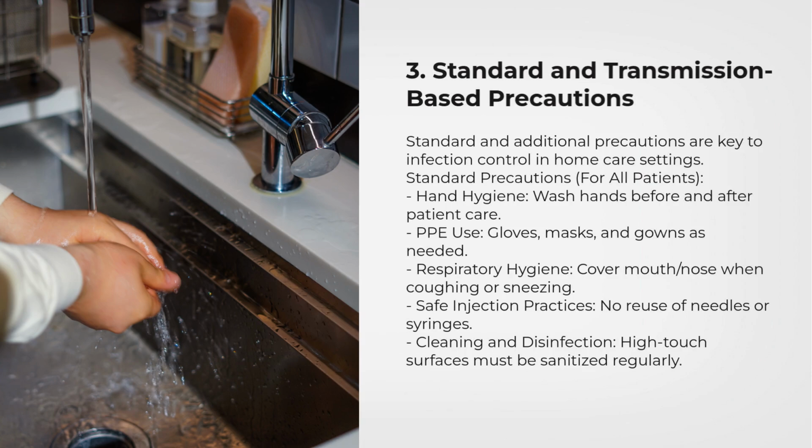3. Standard and transmission-based precautions. Standard and additional precautions are key to infection control in home care settings. Standard precautions for all patients: hand hygiene, wash hands before and after patient care. PPE use: gloves, masks, and gowns as needed. Respiratory hygiene: cover mouth and nose when coughing or sneezing. Safe injection practices: no reuse of needles or syringes. Cleaning and disinfection: high-touch surfaces must be sanitized regularly.